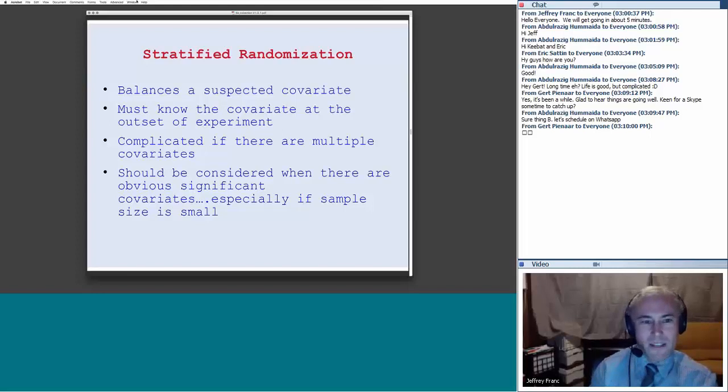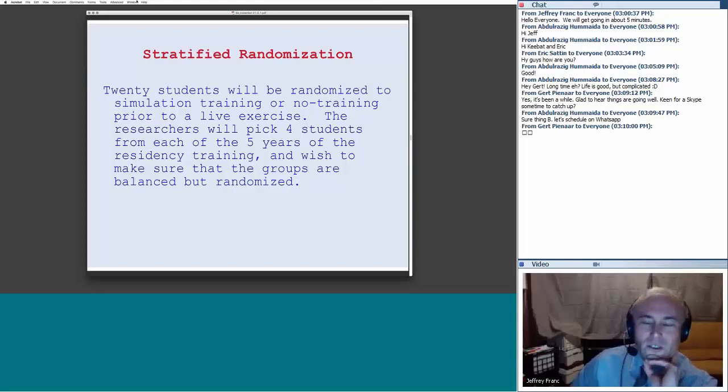So you have 20 students who will be randomized to a simulation training versus no training and then a live exercise. Okay, so we can understand the study design is this researcher wants to know if training will help these students in their live exercise. So you randomize them. The 4 students from each of the 5 years of residency training, and we're going to randomize half of them to the training group and half of them to no training.